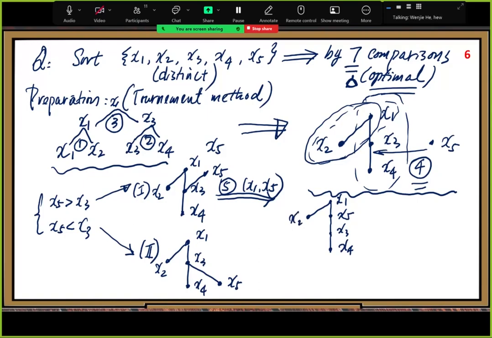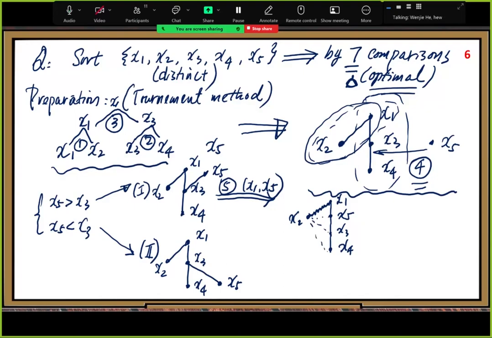Let me explain to other students why X5 lower than X1 would force us to do more work. Because look at this branch: X2 is below X1. But if you put X5 lower than X1, then it forces you to do more work because you need to consider the relationship between X2 and the other three elements.